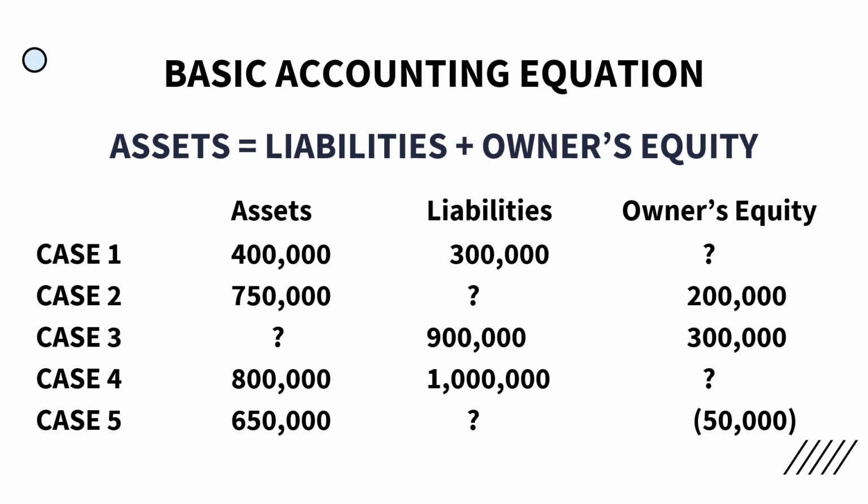In case 4, if assets is 800,000, liabilities is 1 million, so owner's equity is how much? So the answer here is that owner's equity is negative 200,000. So that when you add liabilities plus negative 200,000 of owner's equity, it will be equal to 800,000 of total assets. Last case, case 5. So if assets is 650,000 and owner's equity is negative 50,000, liabilities should be, so the answer here is 700,000. So that when we deduct 50,000 from 700,000, because 50,000 is negative, so the answer will be 650,000 sum, which is equal to the assets of 650,000.